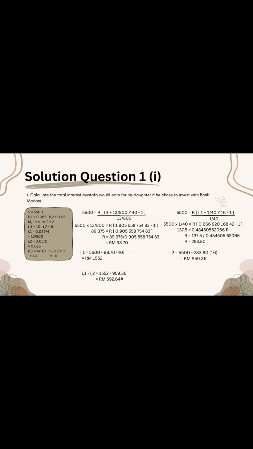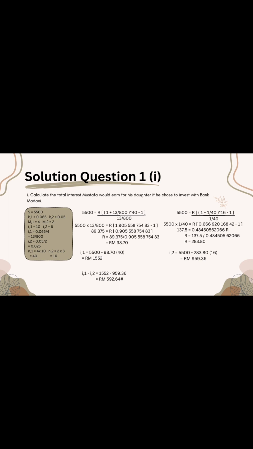Part A, Question 1. Mustafa has decided to invest 505,000 when his daughter is born. His intention is to make sure that his daughter will have enough fund when she furthers her study at the age of 18. Bank Manadi offers him a compound interest rate of 6.5% compounded every 3 months for the first 10 years and a compound interest rate of 5% compounded semi-annually for the rest of the investment period. Calculate the total interest Mustafa will earn for his daughter if he chooses to invest with Bank Manadi.